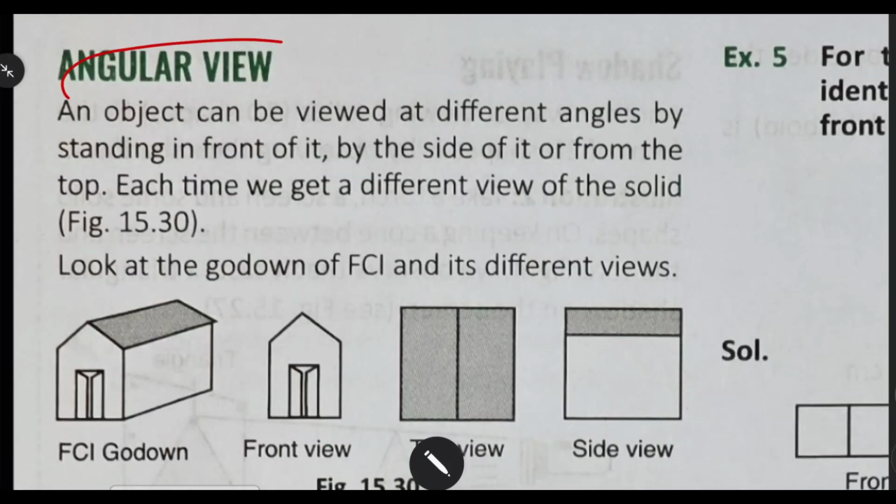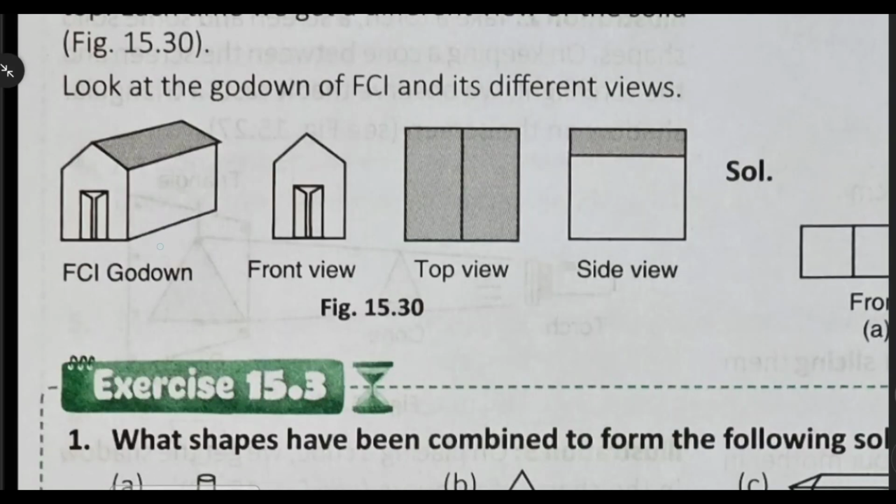Our next topic is angular view. An object can be viewed at different angles by standing in front of it, by the side of it, or from the top. Each time we will get a different view of the solids. For example, when we see this from the side, it looks like this. When we see it from the front, it will look like this, and when we see it from the top, it will look like this, and when we see from the side, it will look like this.